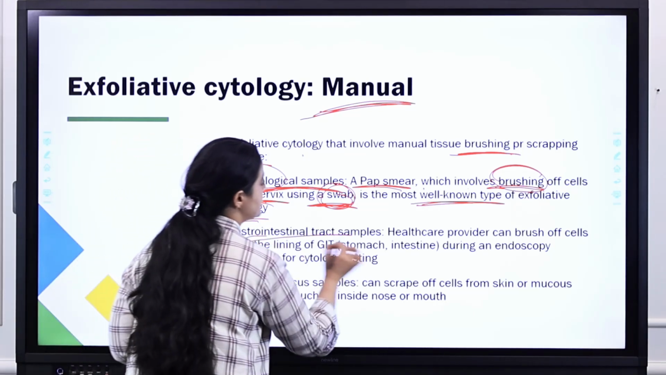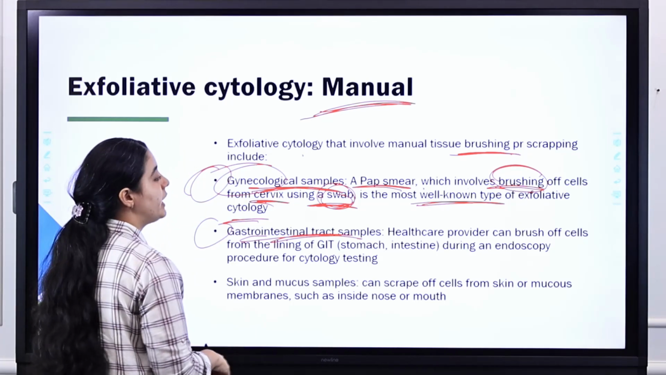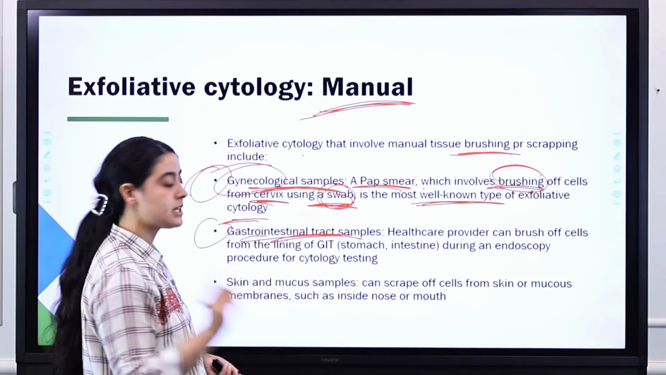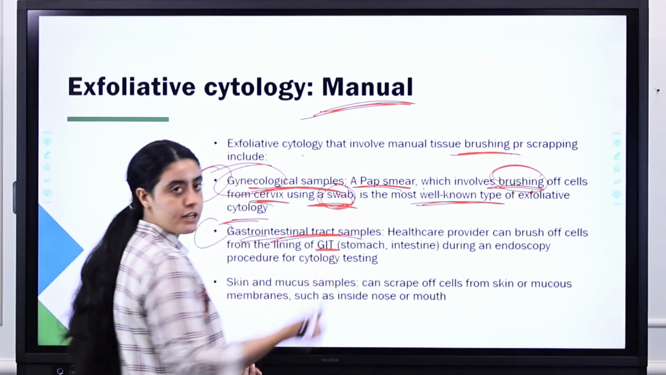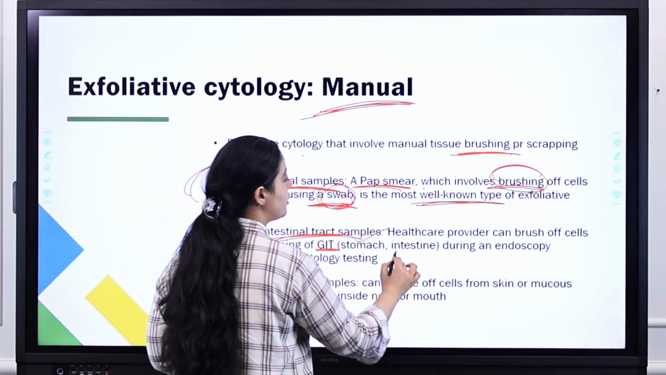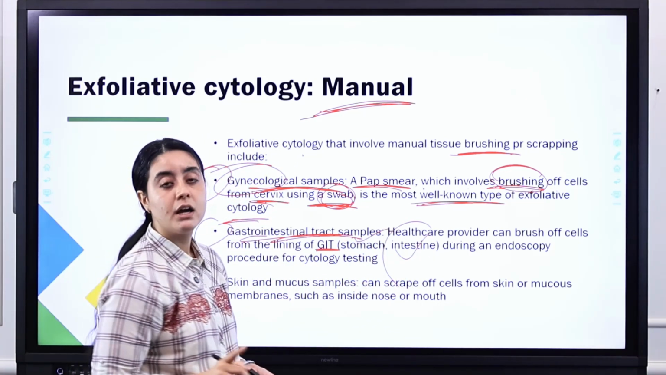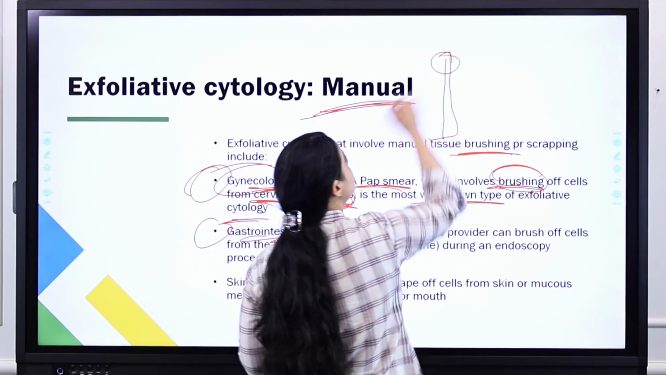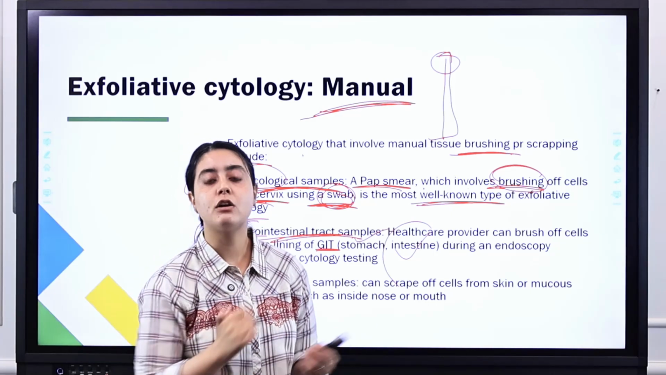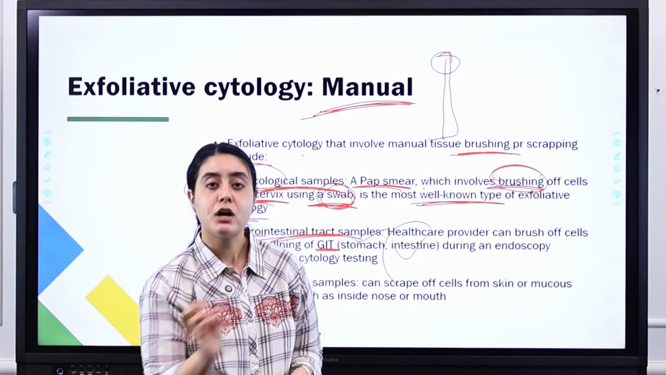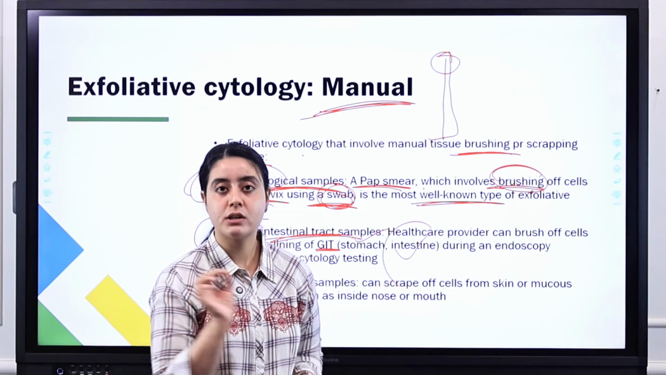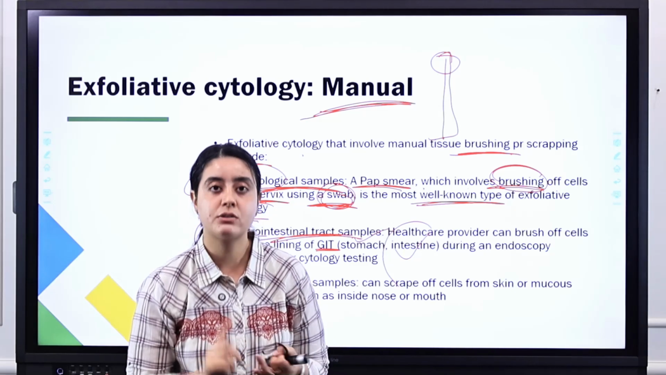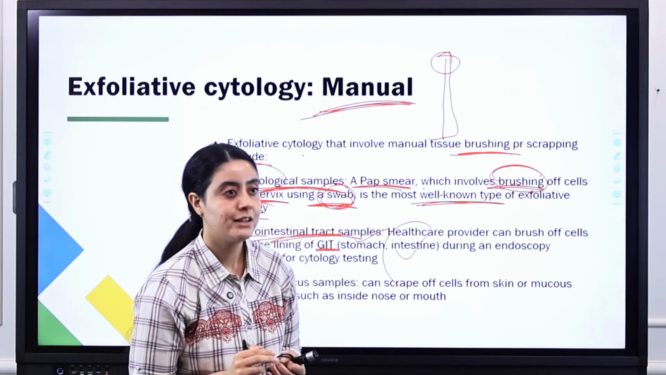We have gastrointestinal tract samples, GIT samples, like from the stomach or from the intestine. Healthcare providers can brush off the cells from the lining of the gastrointestinal tract, from your stomach or from your intestine, during the endoscopy. What is endoscopy? It is a long thin tube which we can insert through the throat or through the anal canal of the patient. So this is the procedure of endoscopy. During the endoscopy, the technician or the healthcare provider takes the sample from the stomach or the intestine with the help of a brush. So again, it is a manual exfoliative technique.